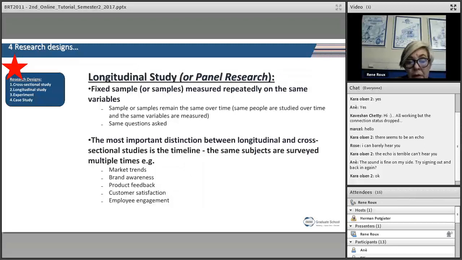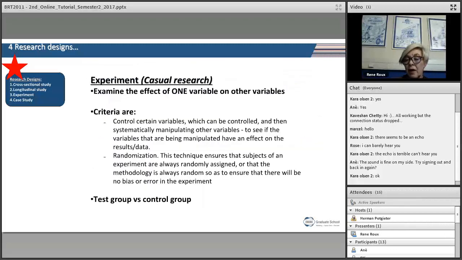It's really important to understand that these longitudinal and cross-sectional are different, because longitudinal you will really use to measure market trends over time, to measure customer feedback or employee engagement. So you really want to test the same thing over time and time again amongst the same people.